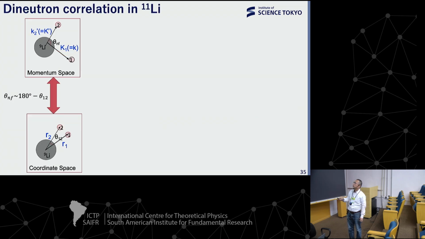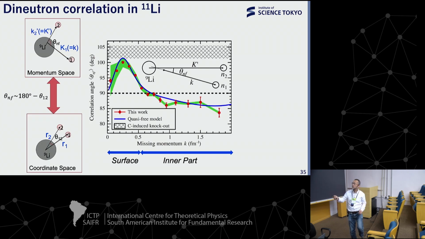Okay, so now this is the summary of what we have observed. So this is again the missing momentum K. So this is the momentum of the first knocked out neutron. Okay, and if you look at this, and then this is correlation angles, and you see that this correlation angles is maximized at about 0.35 fm⁻¹.